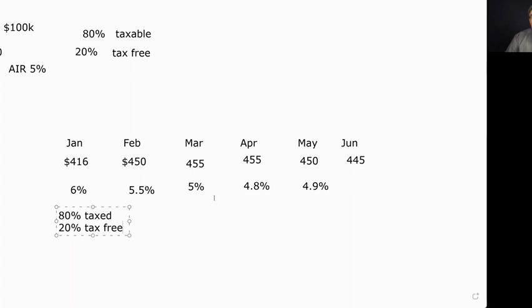And every month it'll change. Every month it'll be 80% of this and 20% of that forever until you die. Okay, so let's talk a little bit more about this stuff.